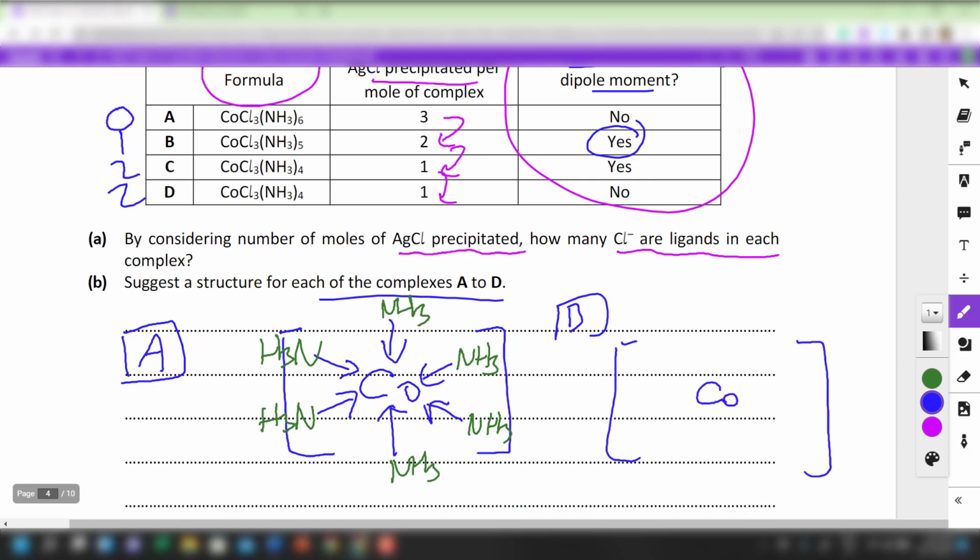Okay, so earlier on I forgot to put a charge. So please put the charge as 3 plus. Okay, so for B, I'm going to put the charge as 2 plus. Why is that the case? Because one of the ligands is negatively charged.